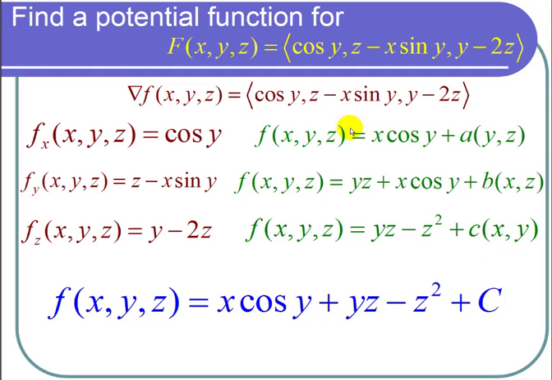So now I can put all of these together to collect each of the terms to find my function f, or the potential function f. So we could say that f is going to be x cosine y plus yz minus z squared. That takes care of each of the terms in all of our representations for f, and then plus some constant c. And that's a potential function for this vector field f. And I'm done with the problem.